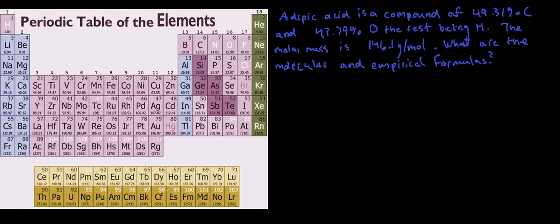So to go about solving this problem, I'm going to take the different percentages of each element, carbon and oxygen, and the remaining hydrogen, which I can get by subtracting both of the other percentages from 100, and multiply them by the molar mass of adipic acid, this compound. That will give me the grams in 1 mole of that compound, which I can then divide by the molar mass of the individual element, and I will get a whole number.